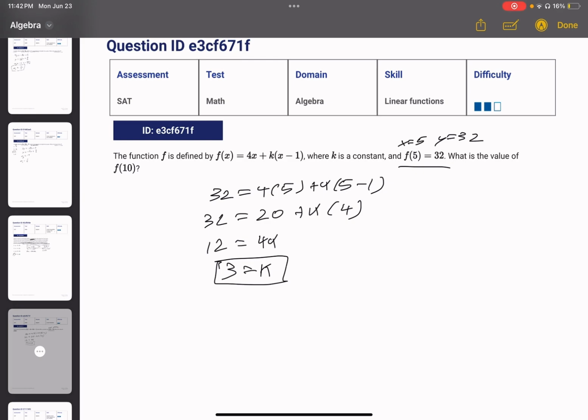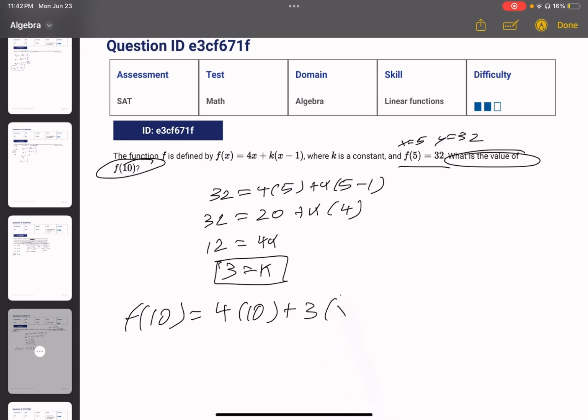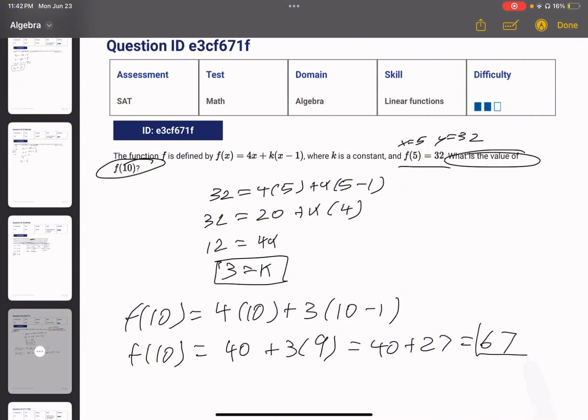So we have that, but wait, that's not what the question is asking for. It says, what is the value of f of 10? So f of 10 is equal to 4 times 10 plus our value of k, which is 3, times 10 minus 1. So f of 10 is going to be equal to 40 plus 3 times 9, which is equal to 40 plus 27, which is equal to 67, and that's going to be your answer for this problem. So really just make sure you're solving for the constant before you just jump in and solve for f of 10, because that would throw you off for sure.